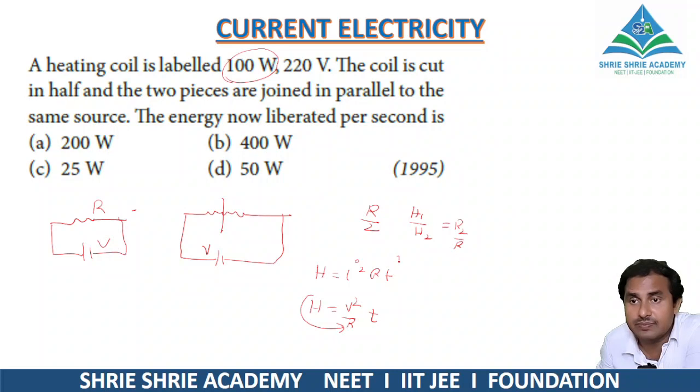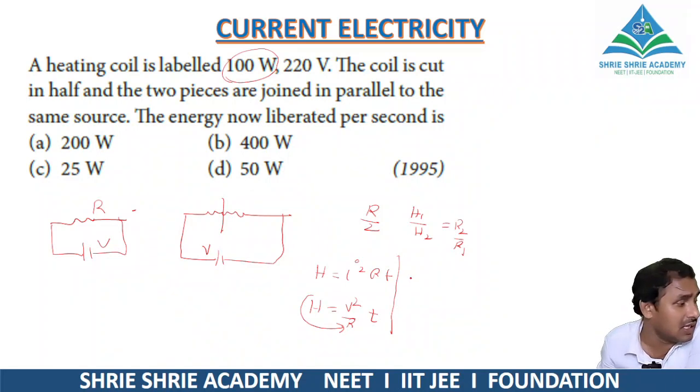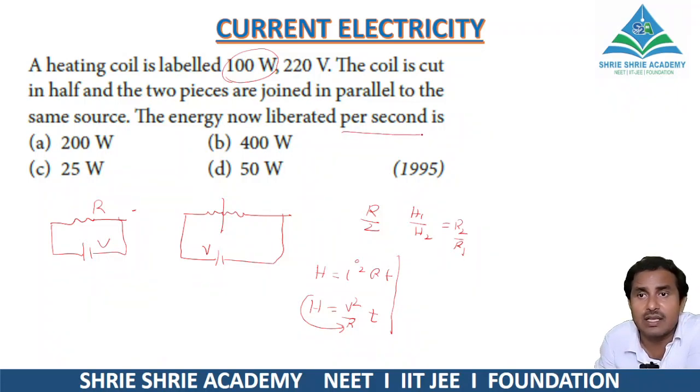R2 by R1, right. The heat developed in the beginning, heat means power you can say, otherwise power is also fine per second. Heat energy per second is nothing but power, it doesn't make any difference. Power is also V²/R. So in the beginning it was 100. In the second condition we don't know.